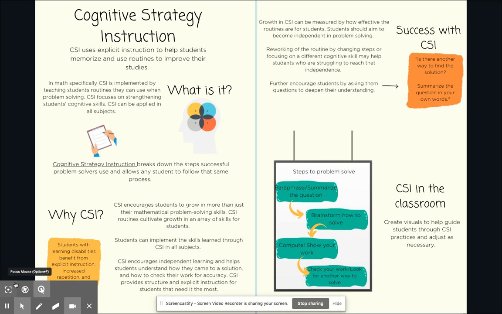CSI in the classroom can look really different depending on what you teach and what grade level. So create visuals to help guide students through CSI practices and adjust as necessary. It's really recommended that you include visuals throughout your classroom in order to best help your students. Something that I used is a quick 4-step plan. Paraphrase and summarize the question, brainstorm how to solve, show your work, and then check your work. Or look for another way to solve. Something as simple as this can really help motivate students and give them a starting point for when they feel lost.